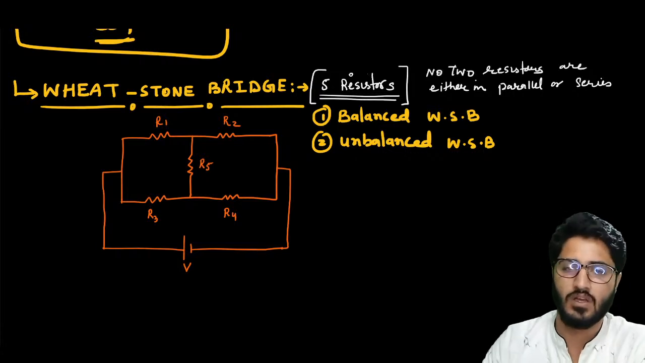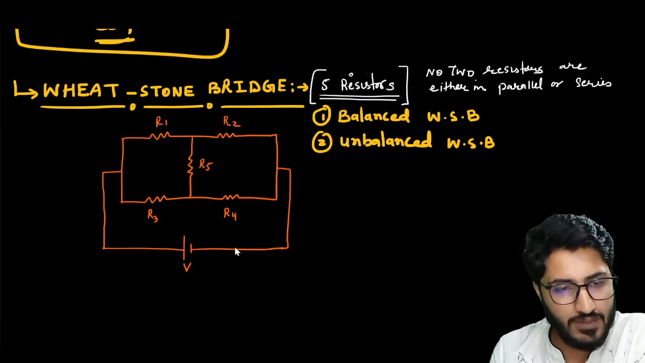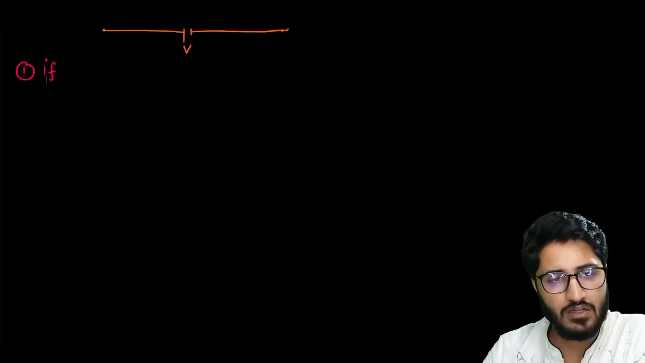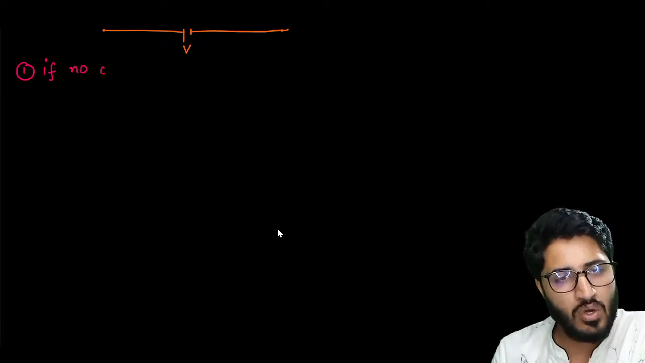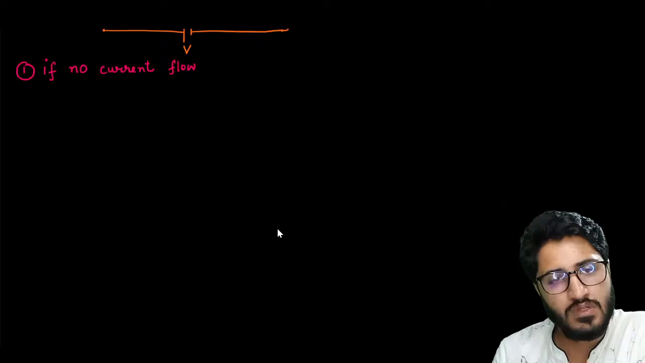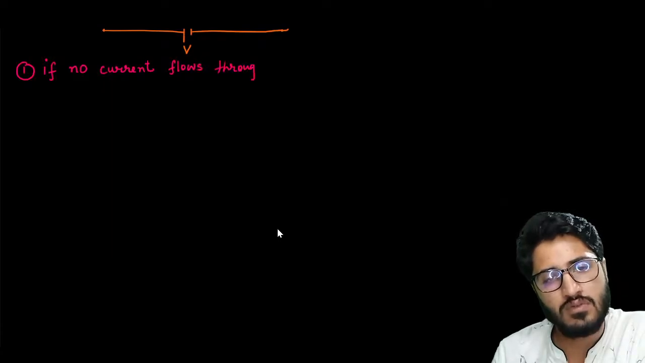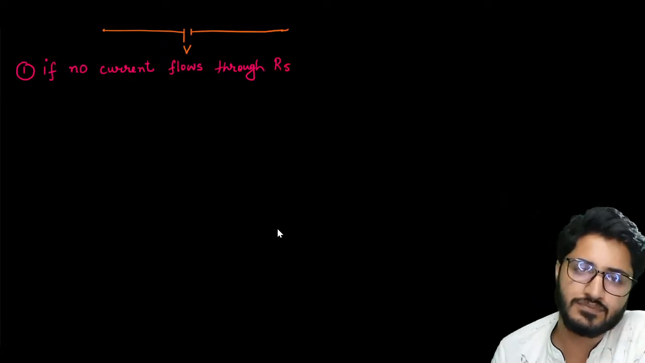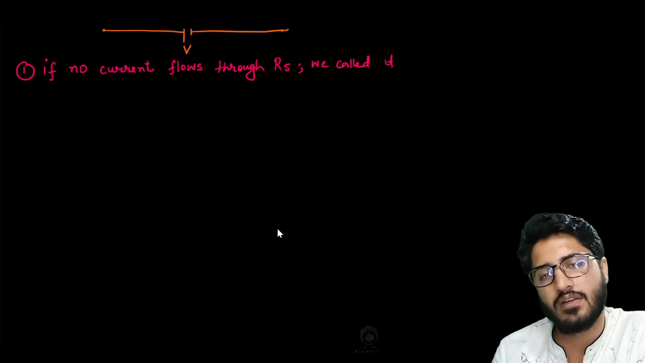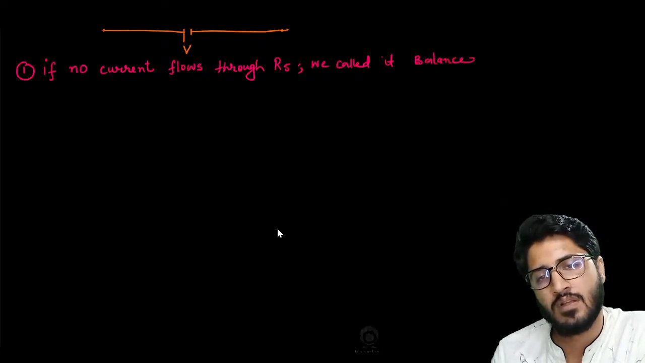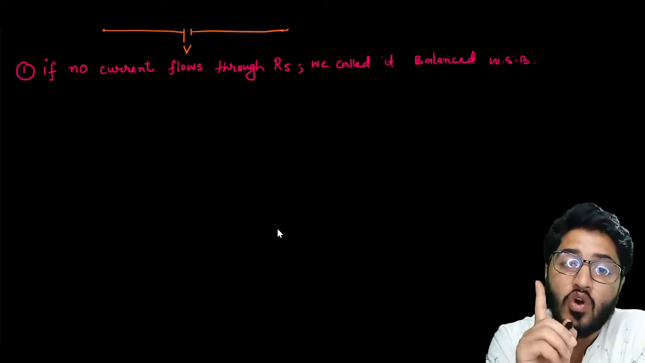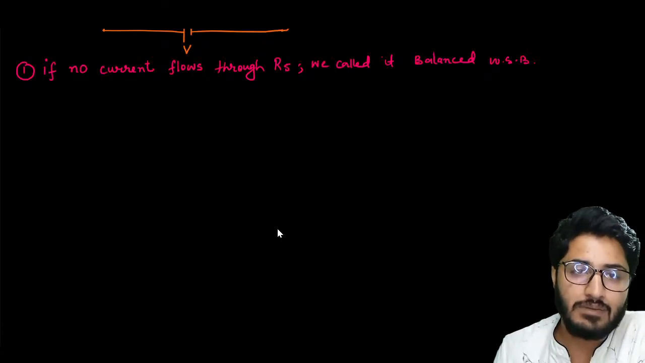Okay. Look now. So first case that we will study. First case is what? Balanced. So I will write, if no current flows through fifth resistor, so we call it balanced Wheatstone bridge. Okay. So if there is no flow of current through R5, I will make one more time it.